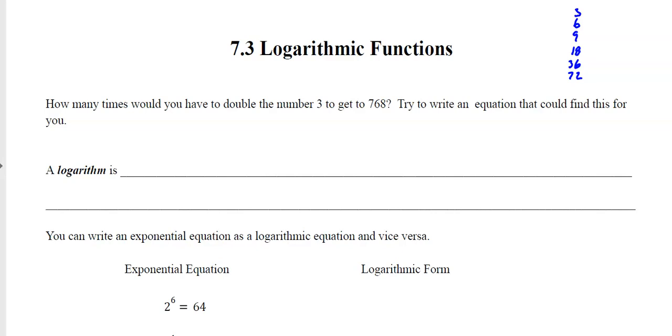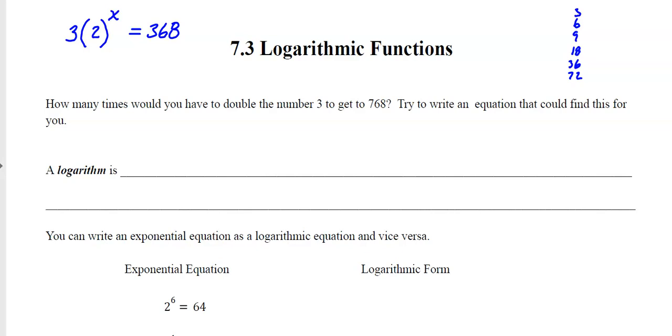So another way could be, let's try to write an equation, just like we've done in the previous couple sections, because this is growing exponentially. So if we take the number 3 and we double it, and we don't know the exponent, how many times will that get us to the number 768? Well, in the next 3 or 4 sections, we're going to learn how to solve an equation like this using logarithms. So it's basically whenever you don't know the exponent.